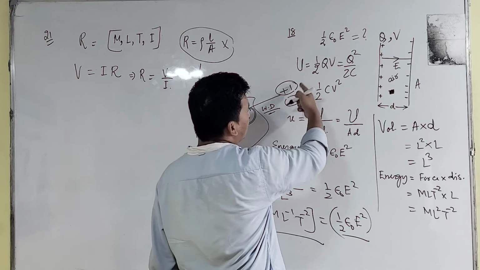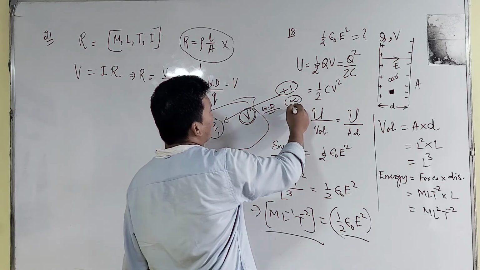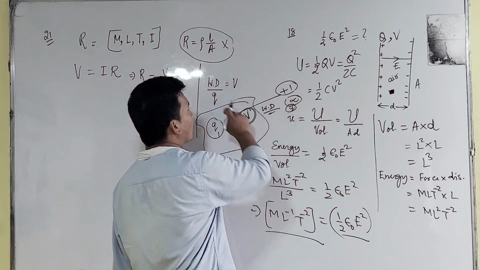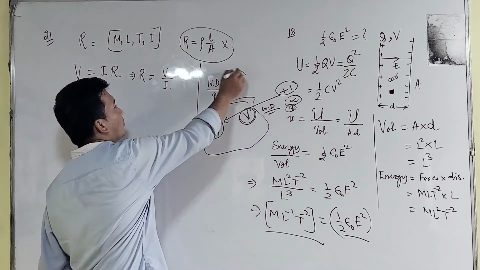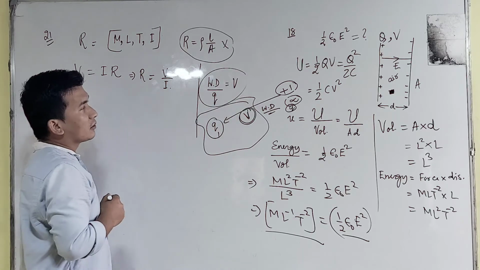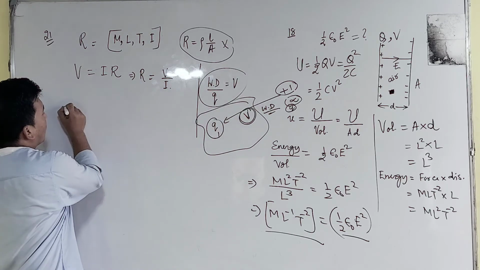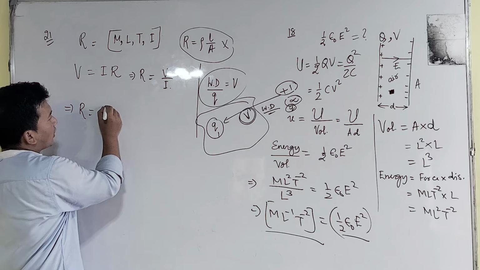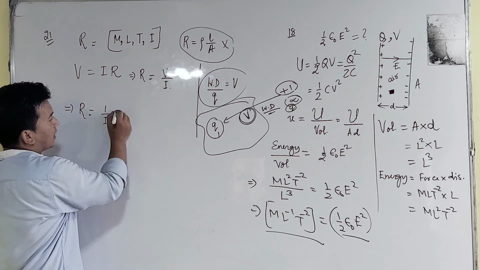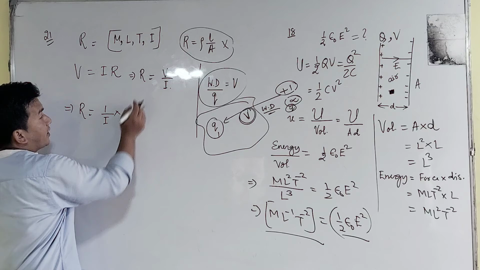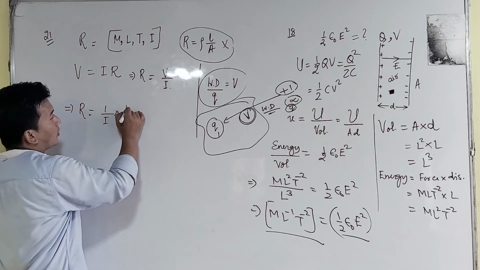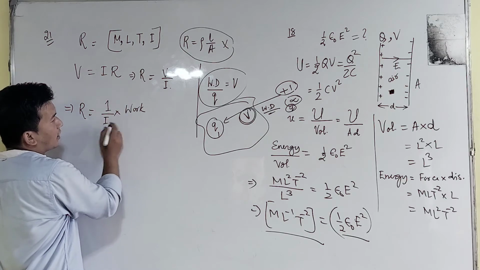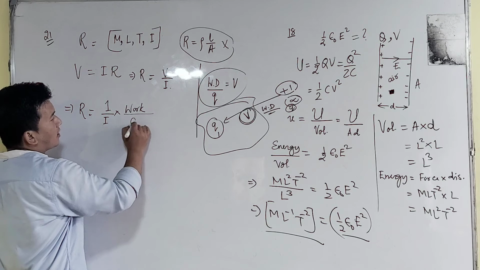Instead of bringing this one coulomb, if we bring q amount of charge, it will require qV. Similarly, resistance R will be equal to 1 by I. So V is the work done; this is work done divided by charge q.